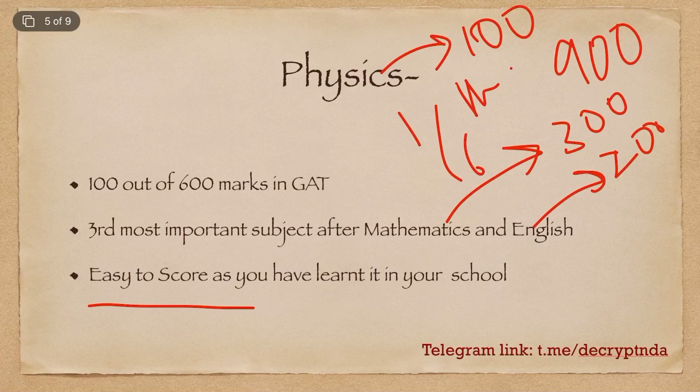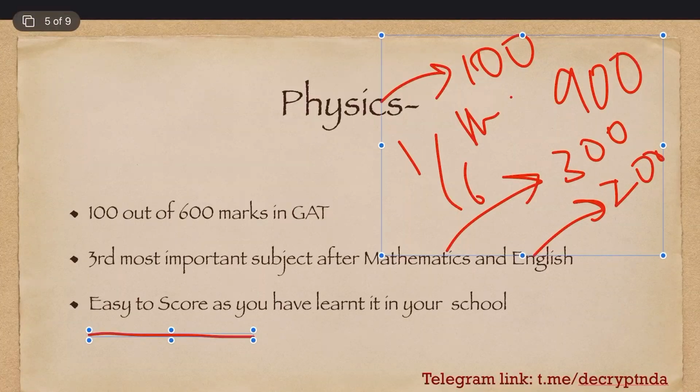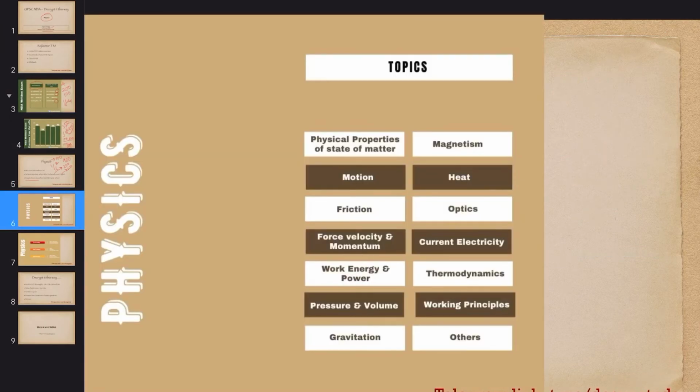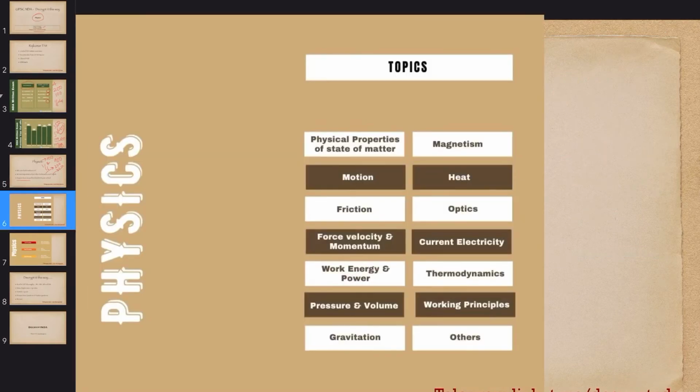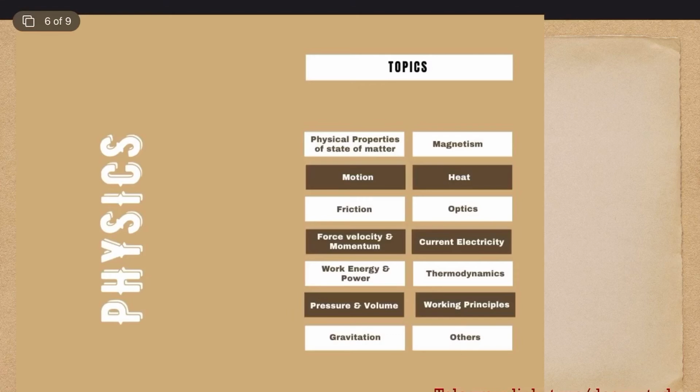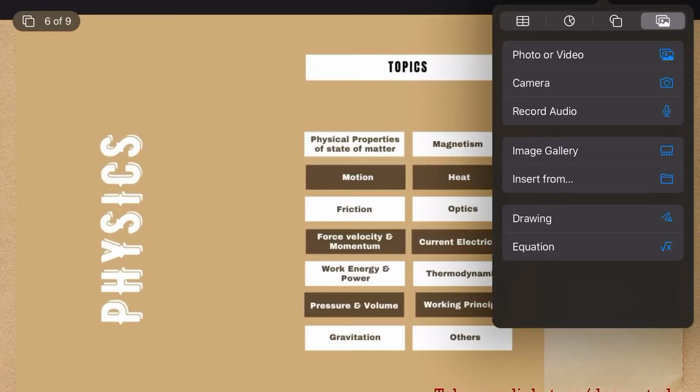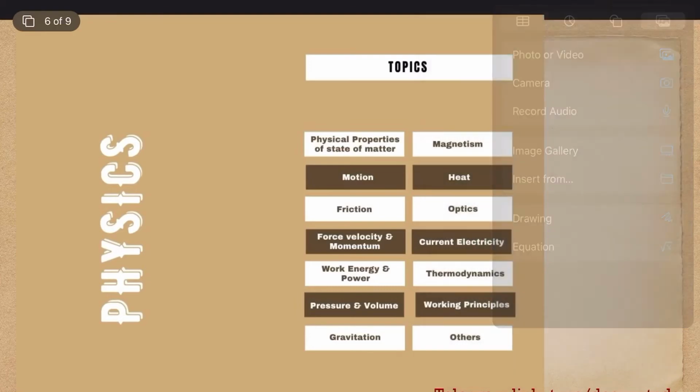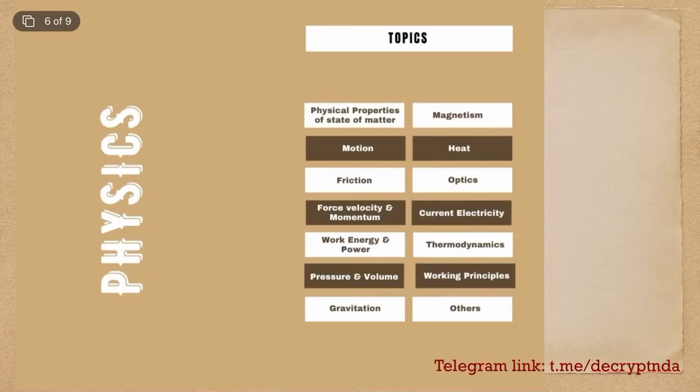Moving on, these are the topics in physics from which questions are frequently asked for the National Defence Academy examination. If you look at the topics, you can find that they are very familiar to you from your class 12 syllabus.